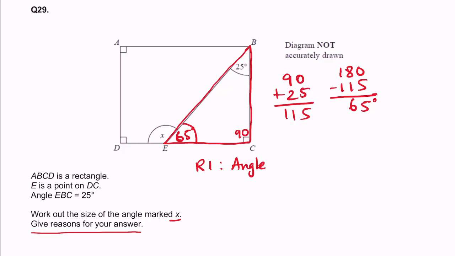Our first reason is, so write down reason 1, angles in a triangle add up to 180 degrees. That's our first reason done.